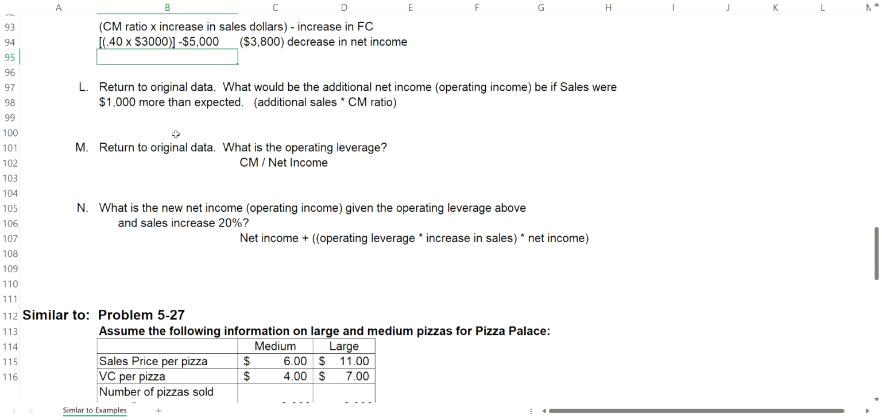Next, let's take a look at letter L. Return to the original data. What would the additional net income be if sales were 1,000 more than expected? Again, we're assuming that fixed costs don't change. So if sales go up by 1,000, that means it would increase net income by the contribution margin ratio of 40%. So that means there would be a $400 increase in net income.